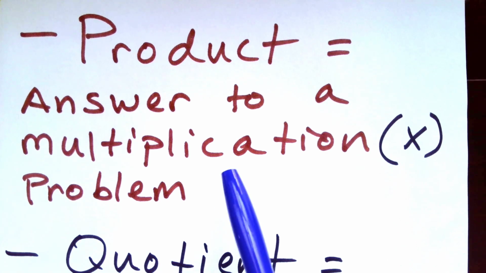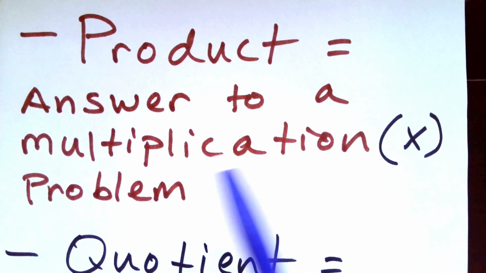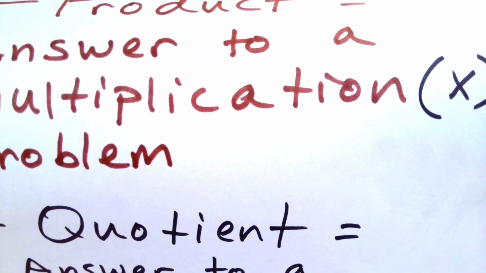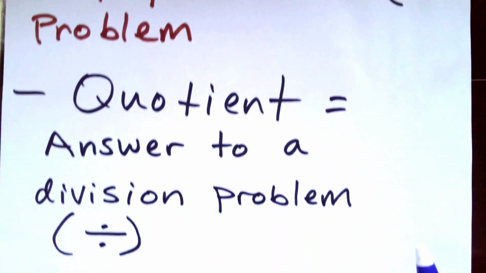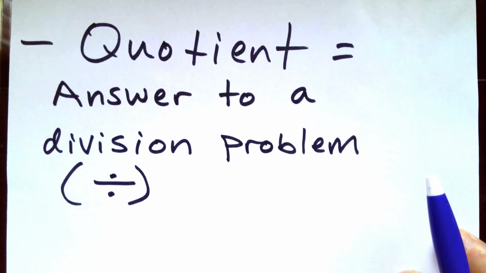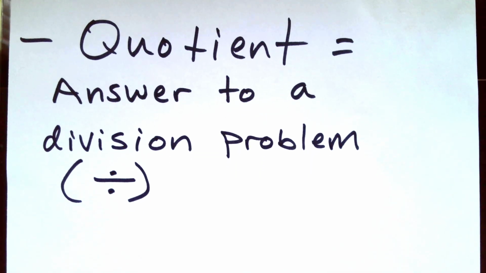Product. Product is the answer to a multiplication problem. And quotient is the answer to a division problem.